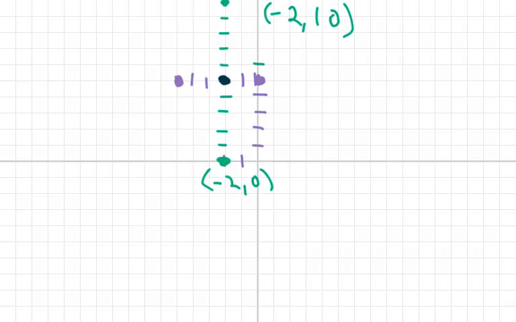Some of you are going to have to draw a picture every single time. Some of you can do it in your head. I don't care which way. Okay? Sketch a picture if you need to.